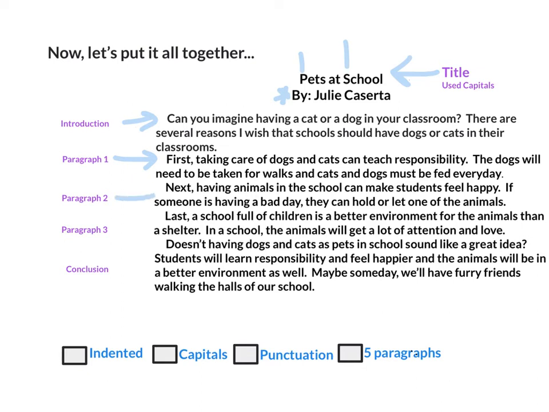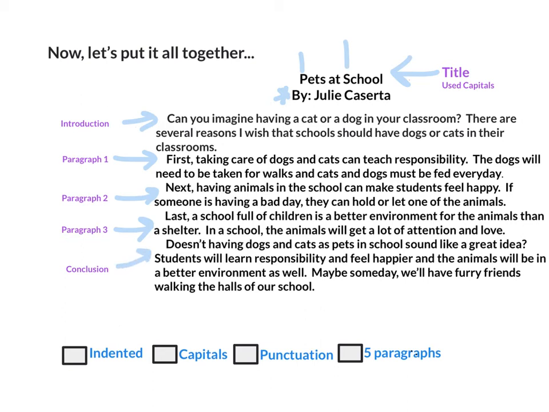I took my second paragraph, added it in with my indentation, and I have next, having animals in the school can make students feel happy. If someone is having a bad day, they can hold or let one of the animals. Paragraph 3, I added in as well with an indentation and my transition word. Last, a school full of children is a better environment for the animals than a shelter. In a school, the animals will get a lot of attention and love.